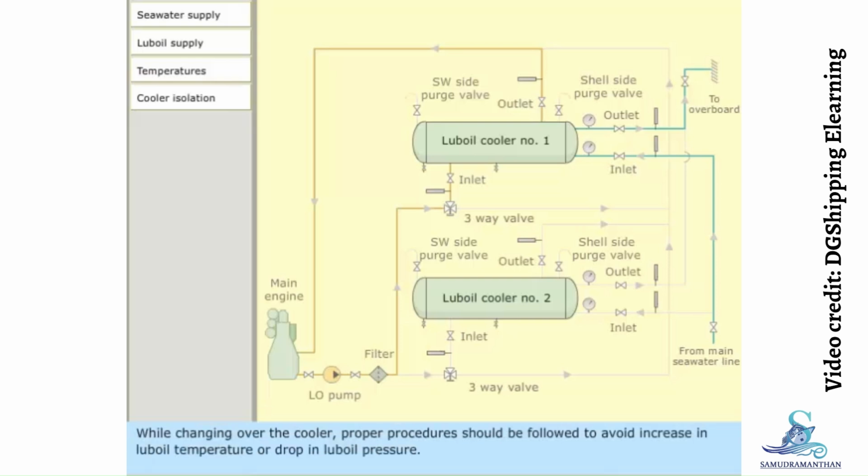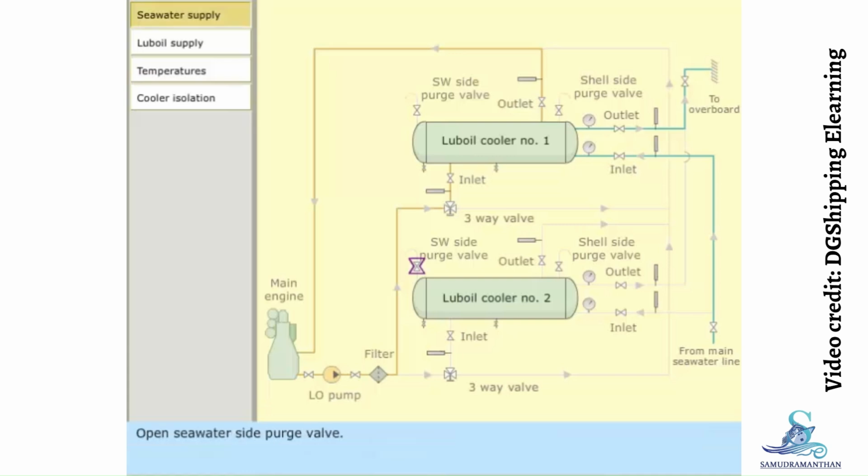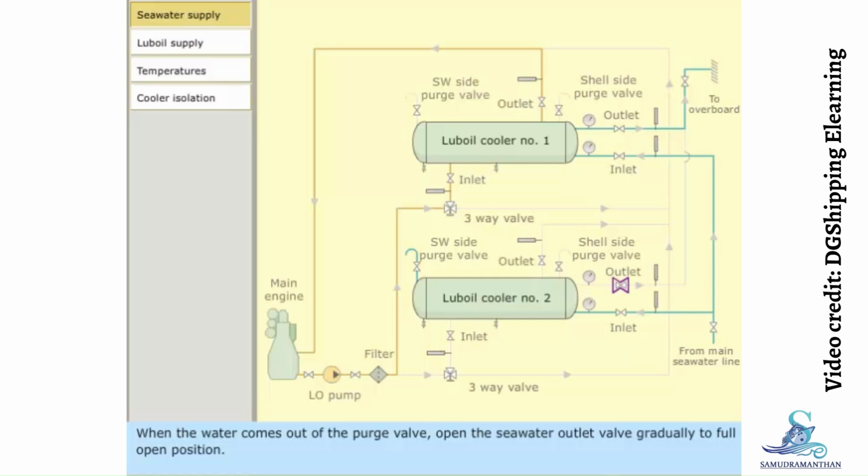While changing over the cooler, proper procedures should be followed to avoid an increase in lube oil temperature or a drop in lube oil pressure. Open the seawater side purge valve. Open the seawater inlet valve by 1 turn. When the water comes out of the purge valve, open the seawater outlet valve gradually to the full open position. This will ensure that no air is trapped in the seawater side.